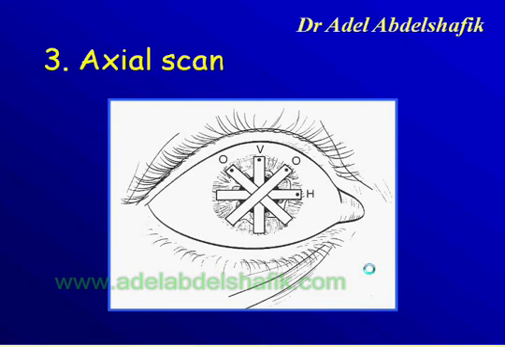The axial can be horizontal, can be vertical, can be oblique. I can put the probe like this. This is a transverse axial. This is the vertical axial. This is an oblique axial. So this is transverse. I'm avoiding the lens. This is longitudinal. I'm avoiding the lens. But this is axial. I'm getting the image of the lens in my way.